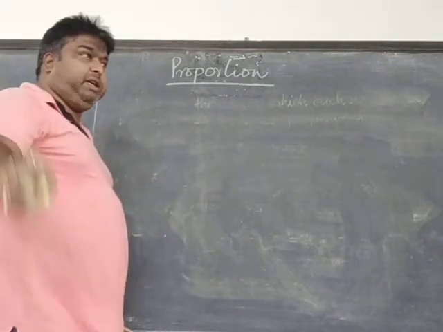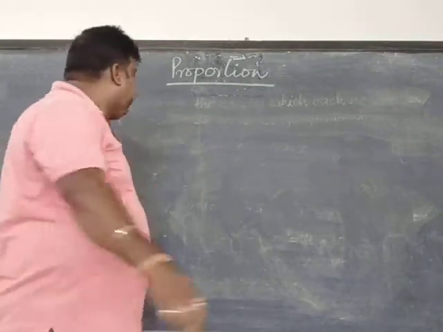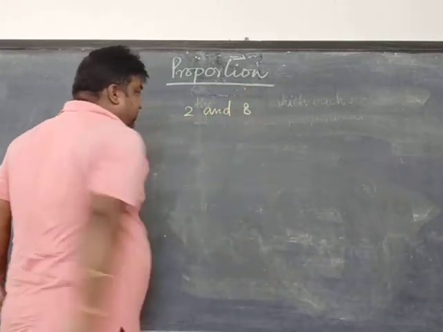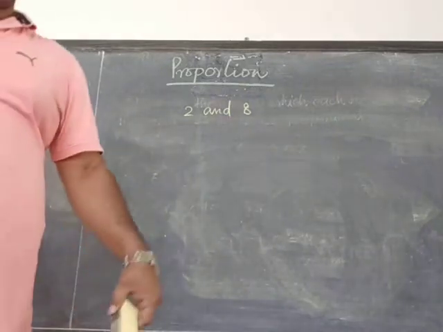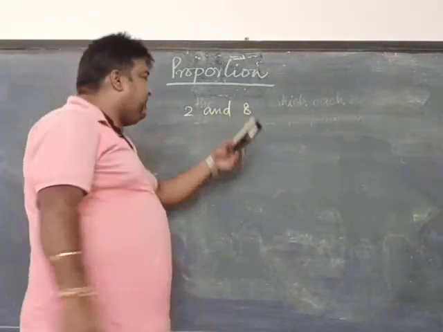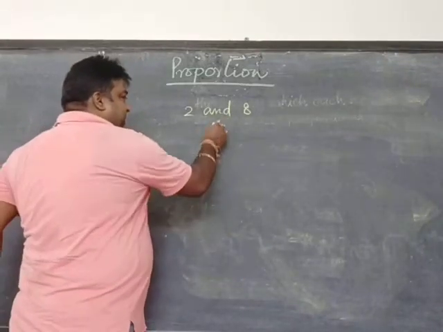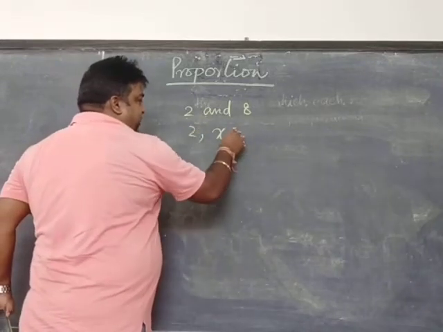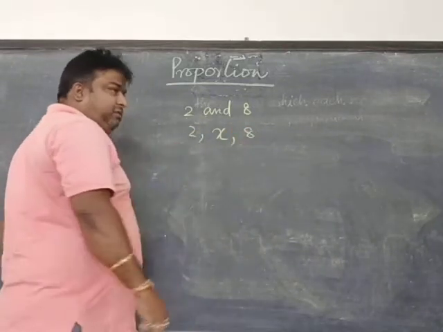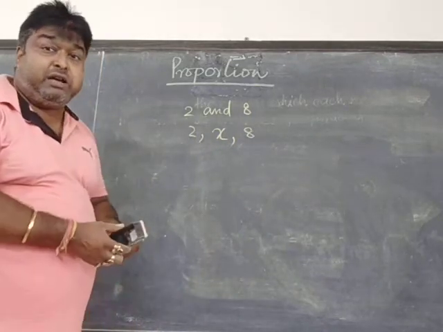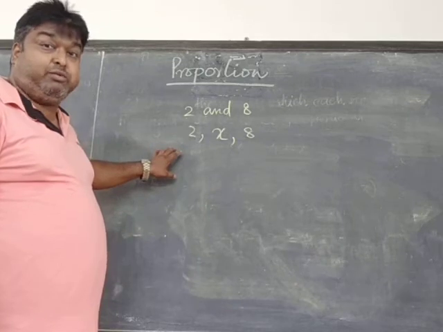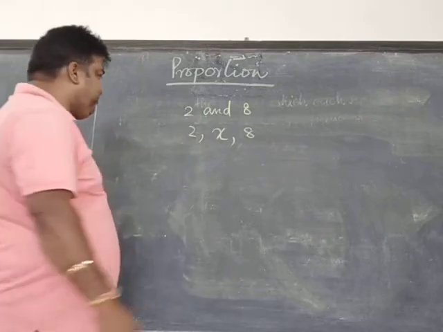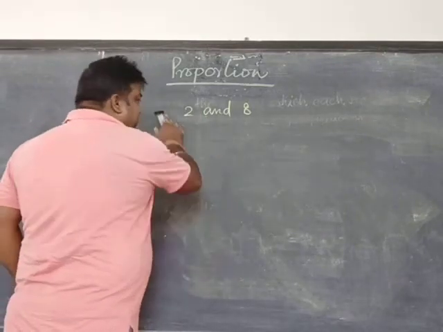So here you see carefully, two numbers are given, that is 2 and 8. And they ask to find the mean proportional of these 2 and 8. So if we say that x is the mean proportional, that means 2, x and 8. 3 numbers we are getting. So 3 numbers in this way, in which proportion? Yes, continuous proportion. So we will write like that.